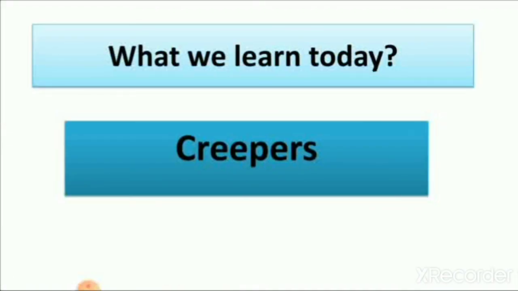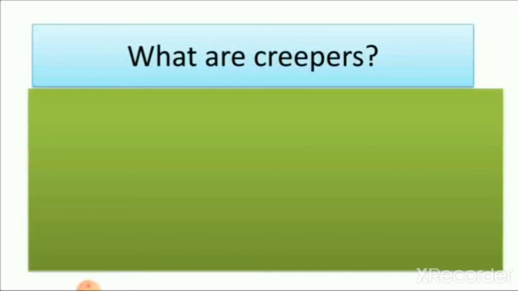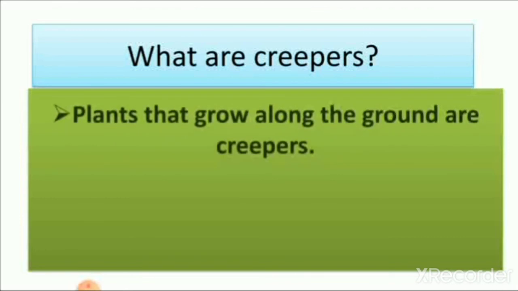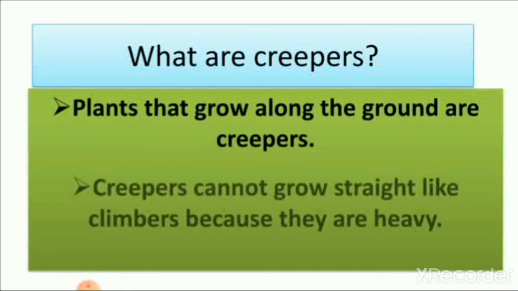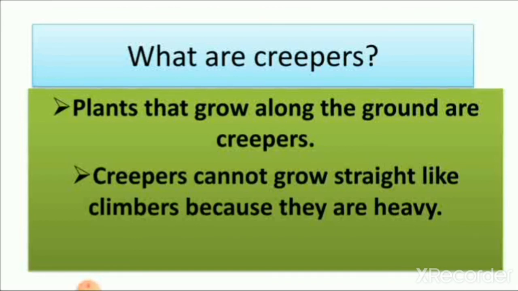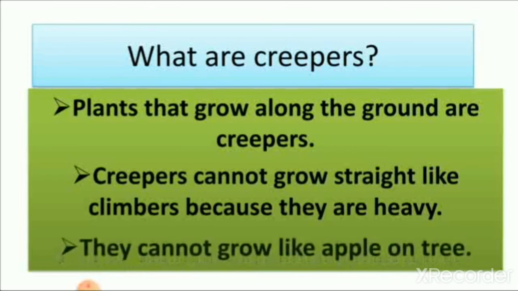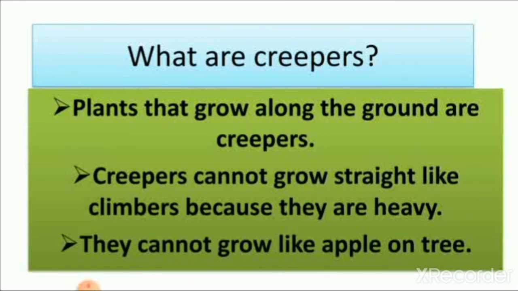So what did we learn today? We learned about creepers. What are creepers? Plants that grow along the ground are creepers. Creepers cannot grow straight like climbers because they are heavy. They cannot grow like an apple on a tree. So we learned today about creepers and we grew a watermelon plant.